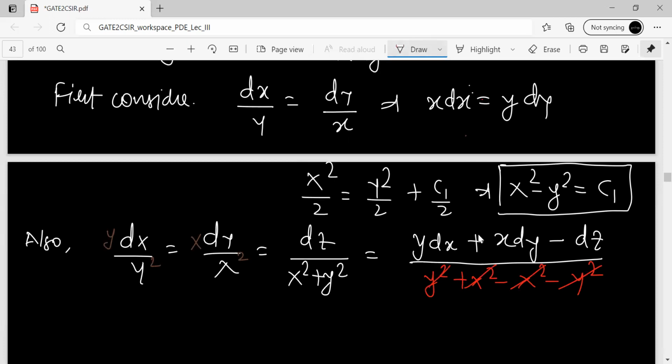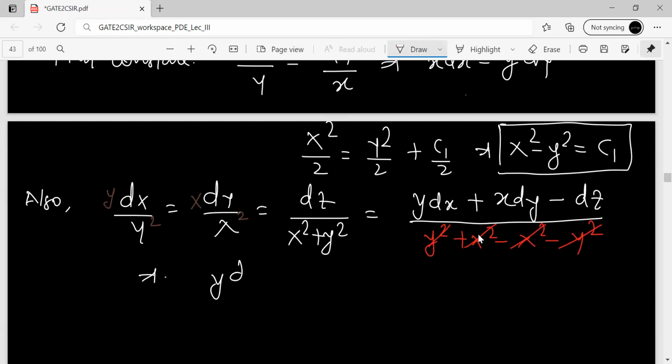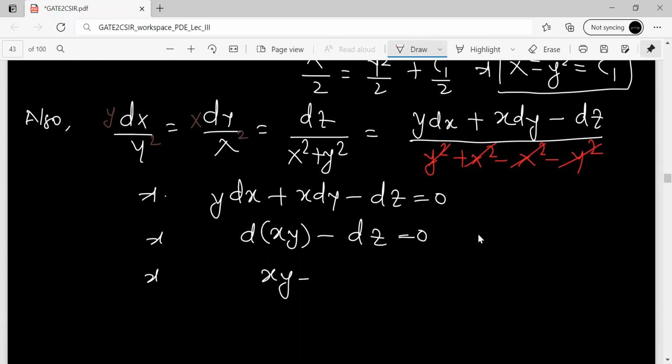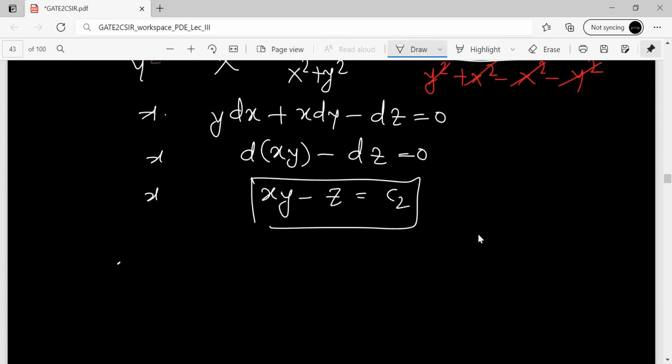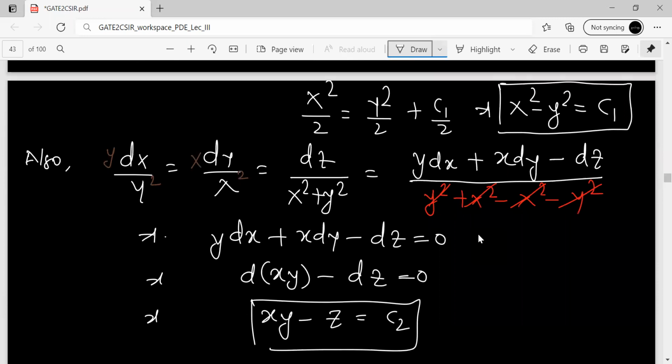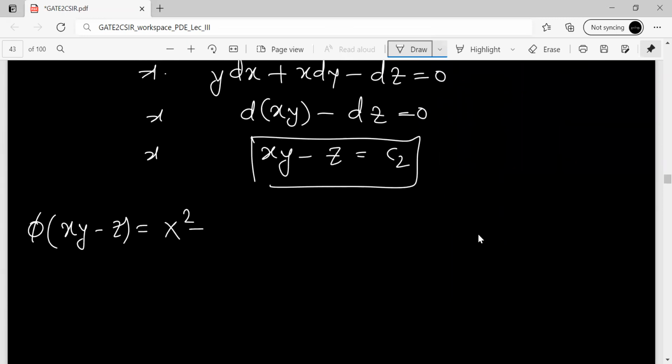And this forces our numerator to be 0. So it will be y dx plus x dy minus dz equals 0. Now just write d of xy minus dz equal to 0, and now integrate. So you get xy minus z equal to some c2. So you got this thing again. Therefore, you have two choices from here. Which one is to use? So you have phi of these. I'll write it in this manner because I won't go for finding a relation between c1 and c2. If you ask me why, I'll simply say I don't like x square minus y square.